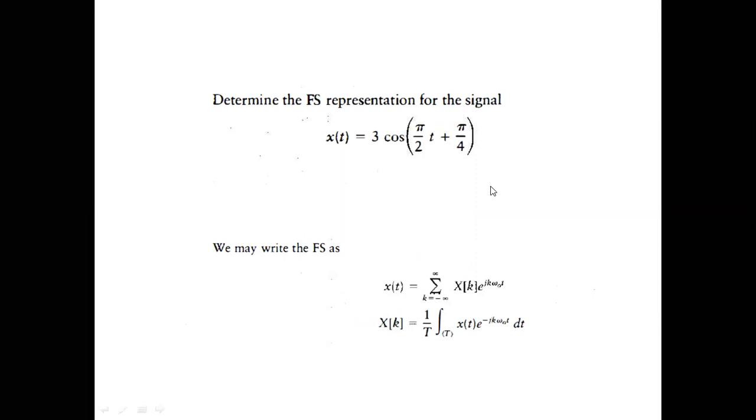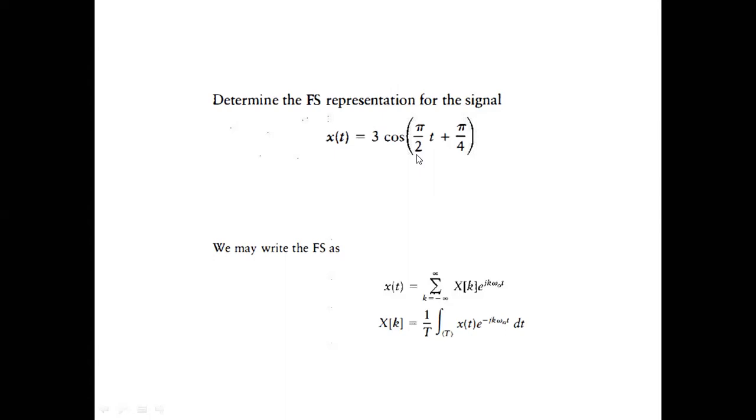Now we will see one more problem. I'm sorry that I had to start with that particular tricky problem. Another 10 minutes remaining here. Now let us try this. There is one more question: determine the Fourier series representation of x of t equal to 3 cos(pi by 2 t plus pi by 4).